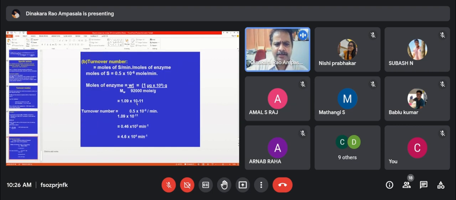Another way to express turnover number is moles of substrate per minute per mole of enzyme, where moles of substrate is 0.5 x 10^6. For moles of enzyme, you need to calculate using the molecular weight. It depends on how big the enzyme is. Some small enzymes have a higher turnover number, while large enzymes have a lower turnover number. It is very natural.